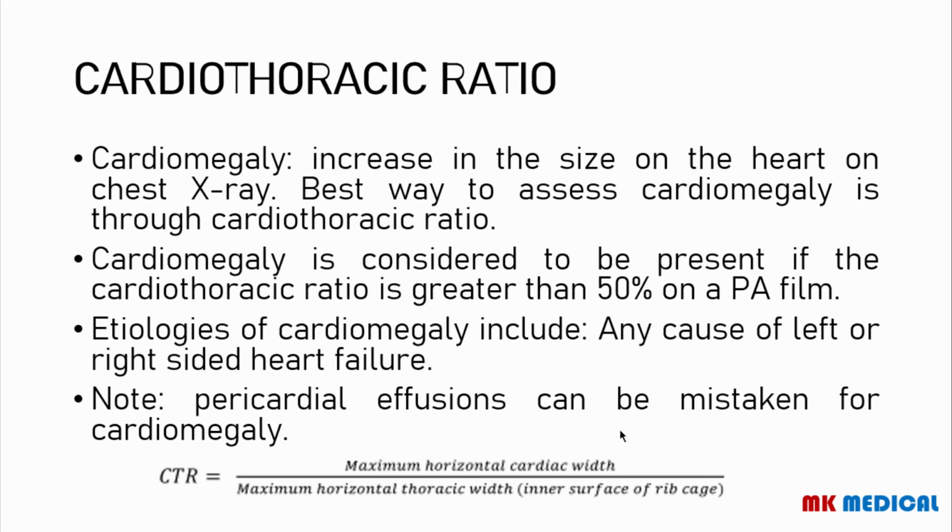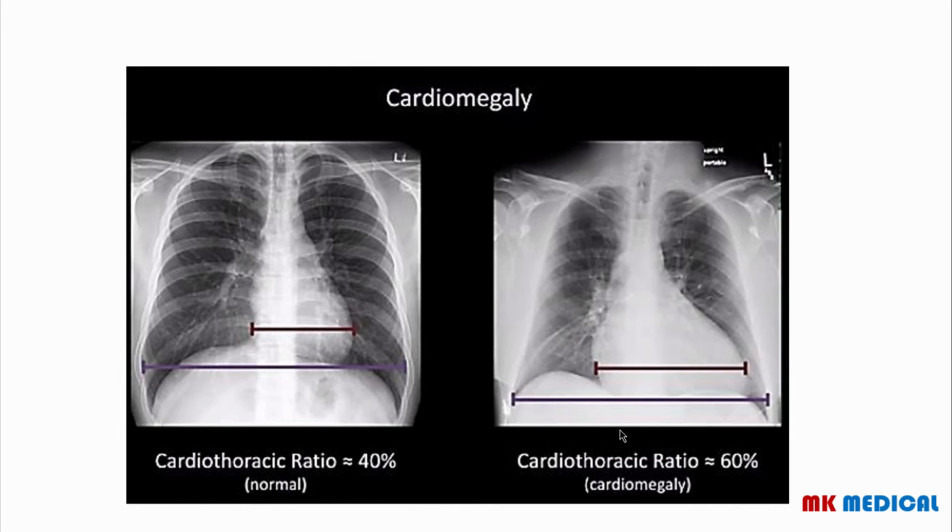And the causes of cardiomegaly, just think anything that can lead to right-sided heart failure or anything that can lead to left-sided heart failure. And please do not mistake pericardial effusions for cardiomegaly. I will show you what pericardial effusions look like. They differ from cardiomegaly. So here is a normal cardiothoracic ratio. You can measure from here to here the maximum length divided by the maximum length from here to here. So that should be less than 50%.